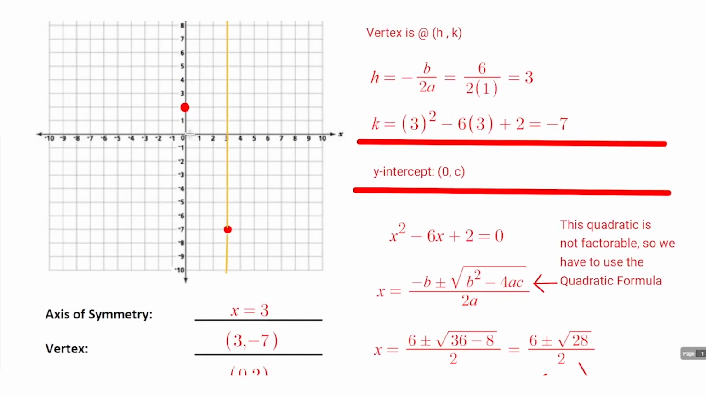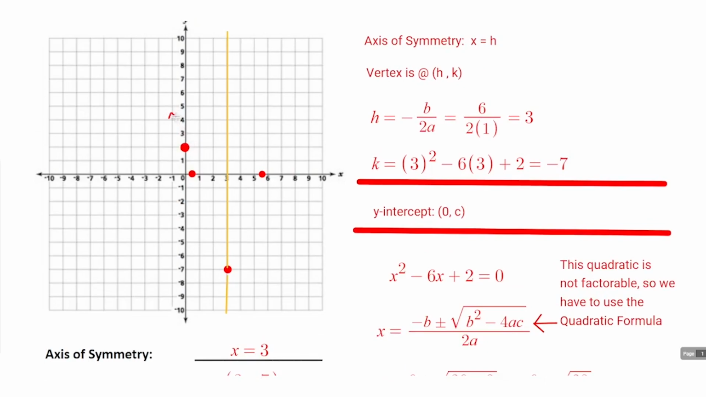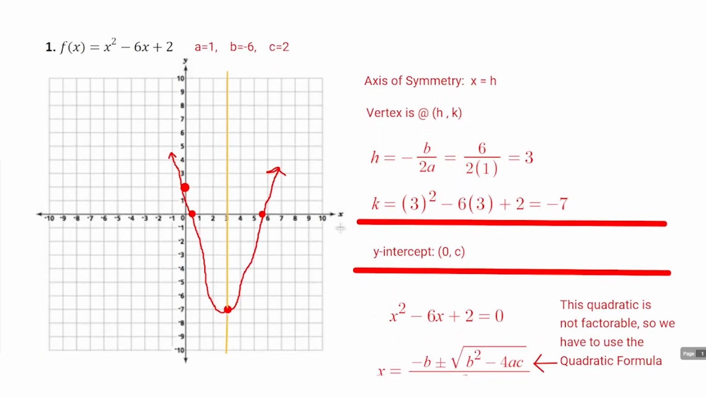0.4 is going to be roughly right here. 5.6 is going to be over here. And now it looks like we have enough to sketch this parabola. So let's go ahead and go for it. We're going to go all the way down, and then we're going to go up. Okay, let's make that a little cleaner here. Go up through that x-intercept, and there we go. Whew. I'm going to just leave this up here so you have a chance to look at it.